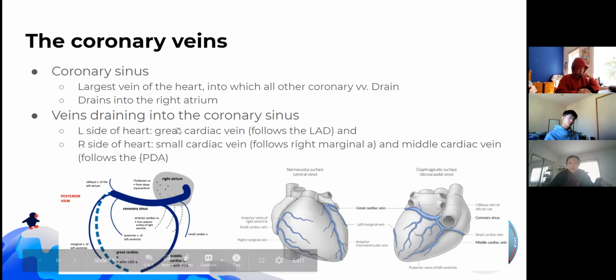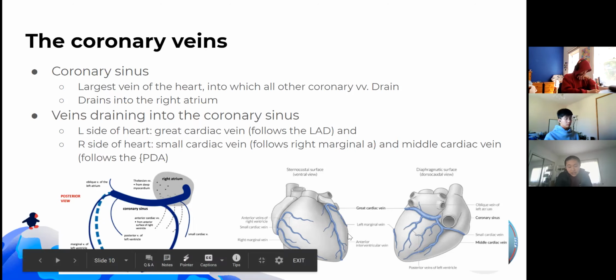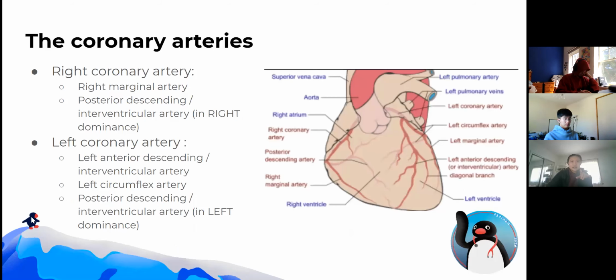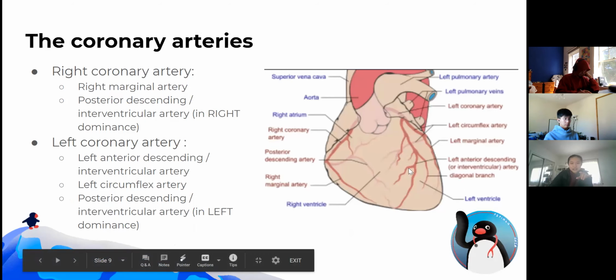So the left side of the heart, you have the great cardiac vein. This is actually high yield. You need to know which coronary vein matches with which artery. The great cardiac vein drains the left side of the heart, and it follows the left anterior descending artery, so that follows that artery right there.